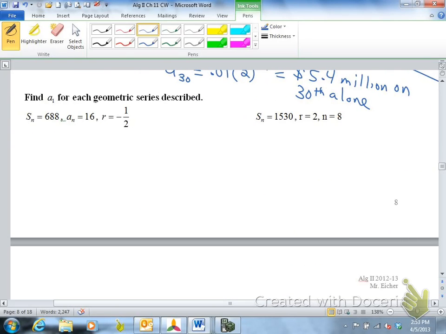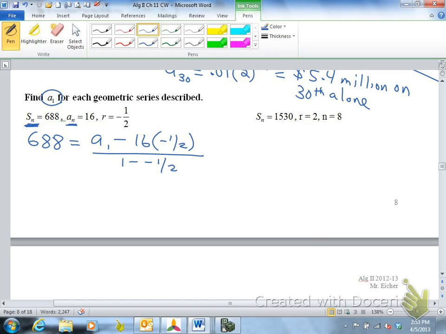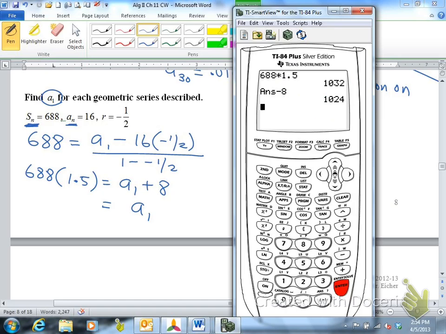On the next one, find a sub 1. We would say 688 is our S sub n. And since we're given a sub n, we'll use the second formula that I showed you. This would be a sub 1 minus a sub n is 16 times -1/2 divided by 1 minus -1/2. So to solve that for a sub 1, you'd multiply both sides by the denominator. That would be 688 times 1.5 equals a sub 1, and that would be plus 8. Subtract 8 from both sides, and you would get this. So you get 1024.